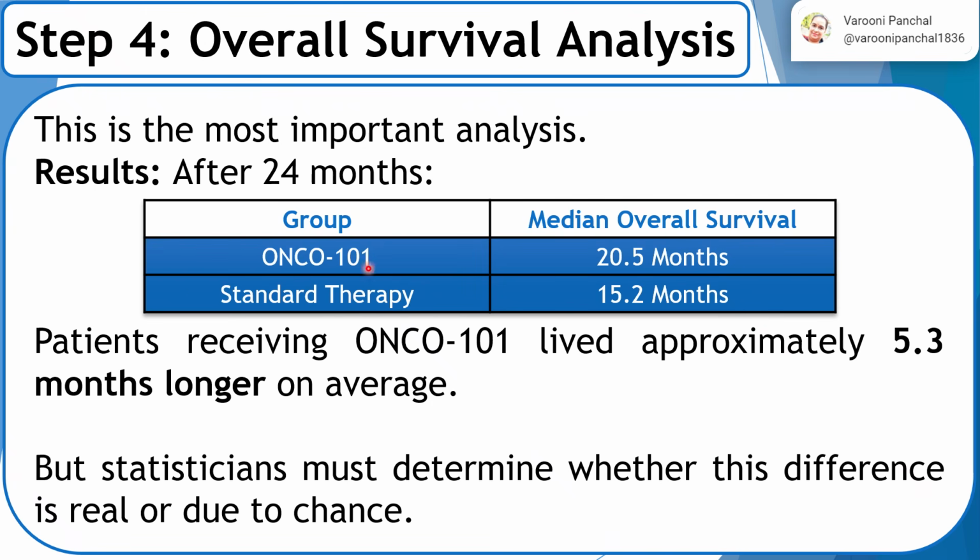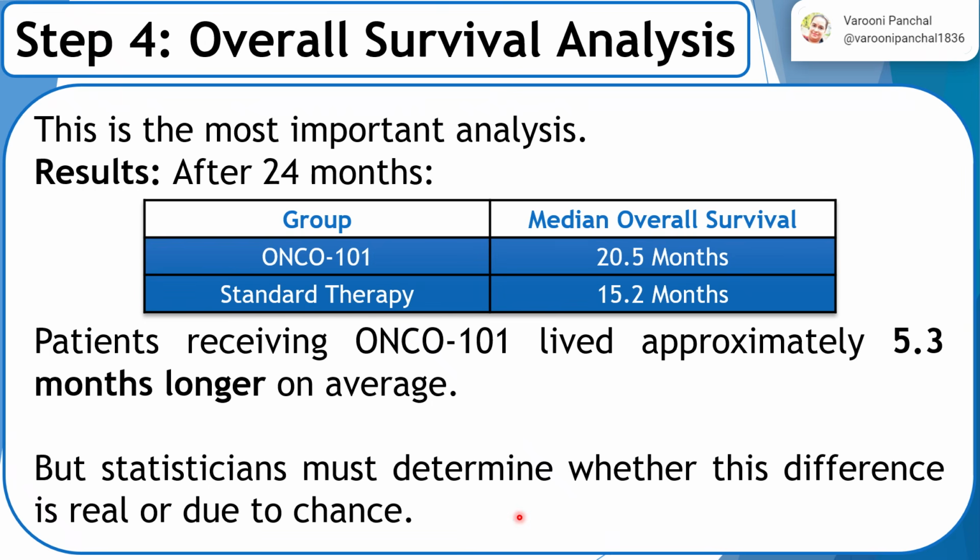So the difference between Onco 101 and standard therapy is 20.5 minus 15.2, which is 5.3 months longer on average. That means patients who had this Onco 101 treatment have approximately 5 months more survival as compared to the standard therapy, right? So those patients who took the treatment Onco 101, their survival chances of living in this world have increased by 5.3 months, right?